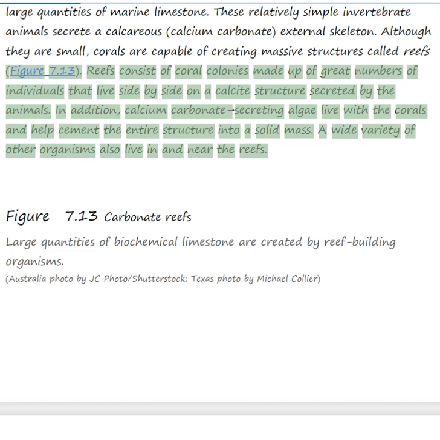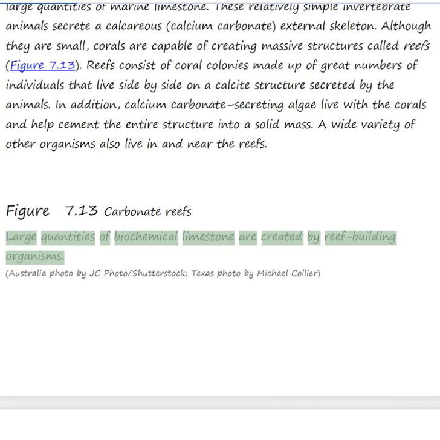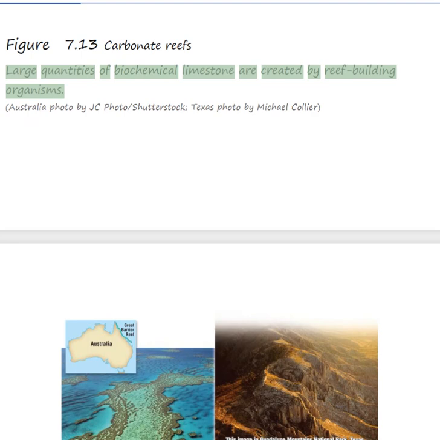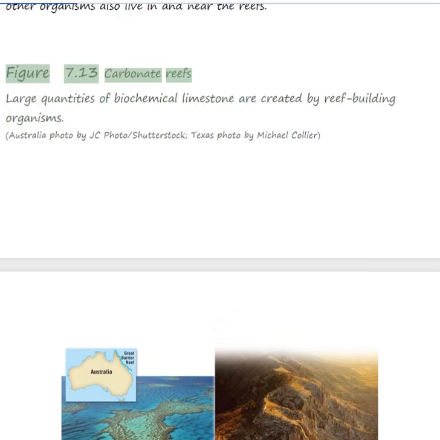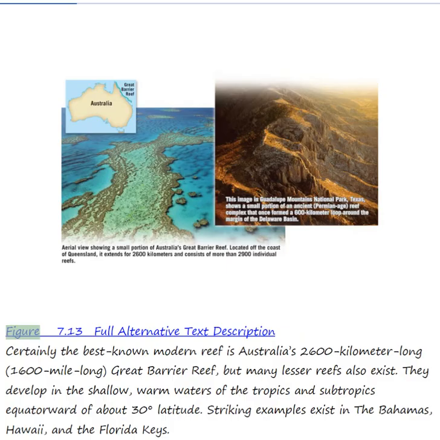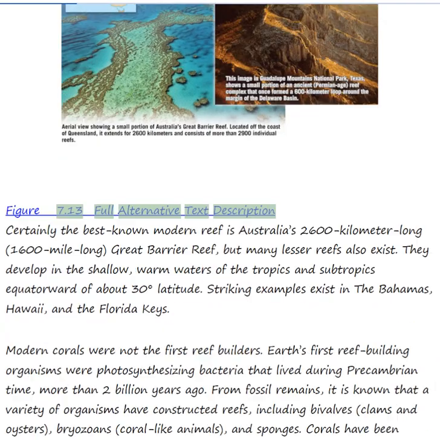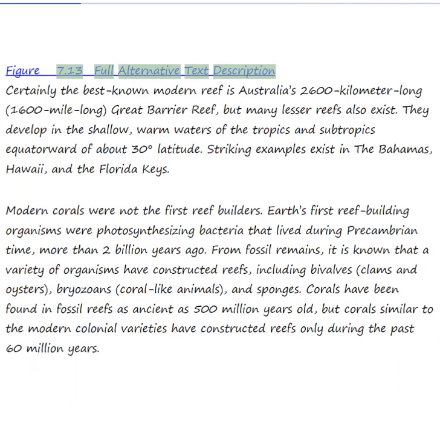A wide variety of other organisms also live in and near the reefs. Large quantities of biochemical limestone are created by reef-building organisms. Figure 7.13 Carbonate reefs.